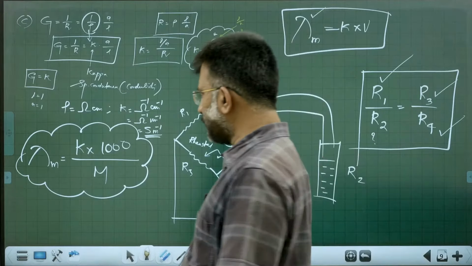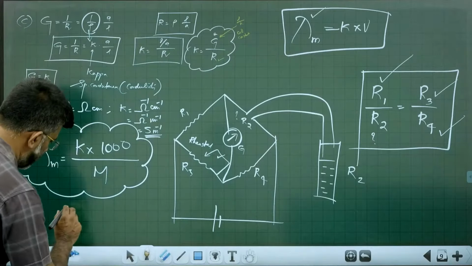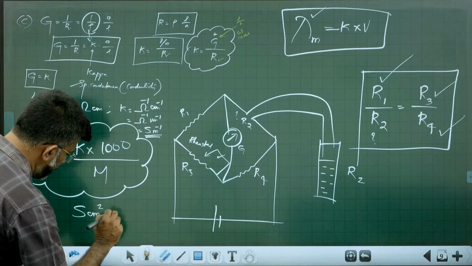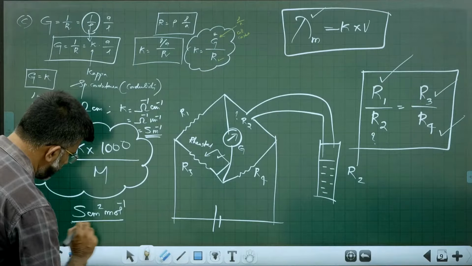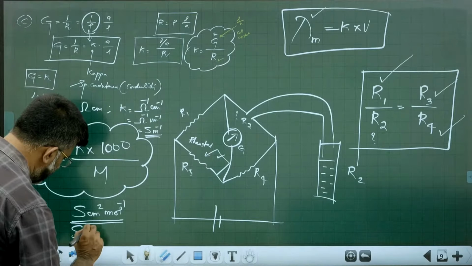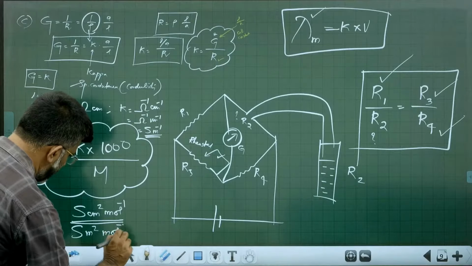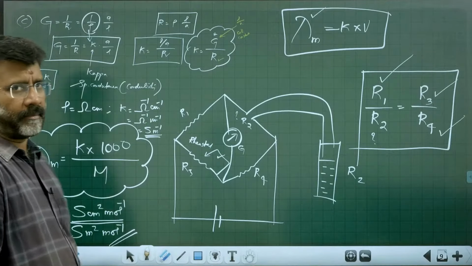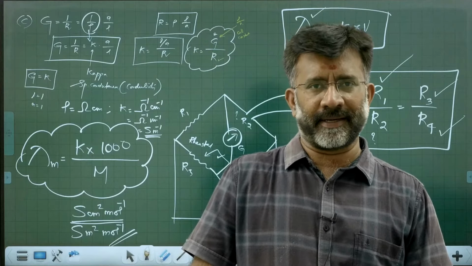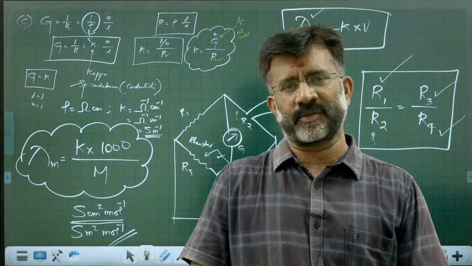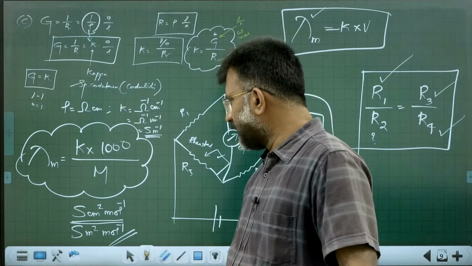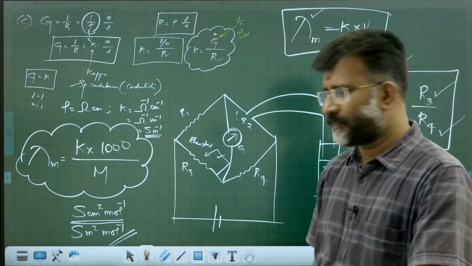Now the unit of lambda m will be Siemens centimeter square per mole, or it can be Siemens meter square per mole. That is the unit of lambda m, the so-called molar conductance: Siemens centimeter square per mole, or Siemens meter square per mole.